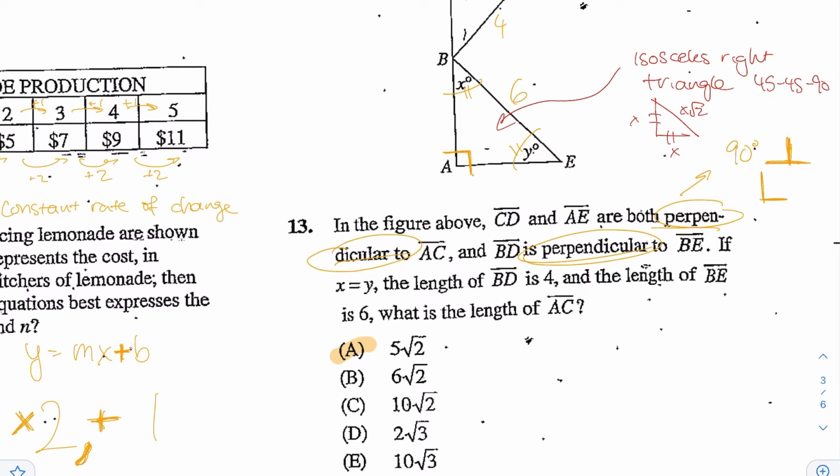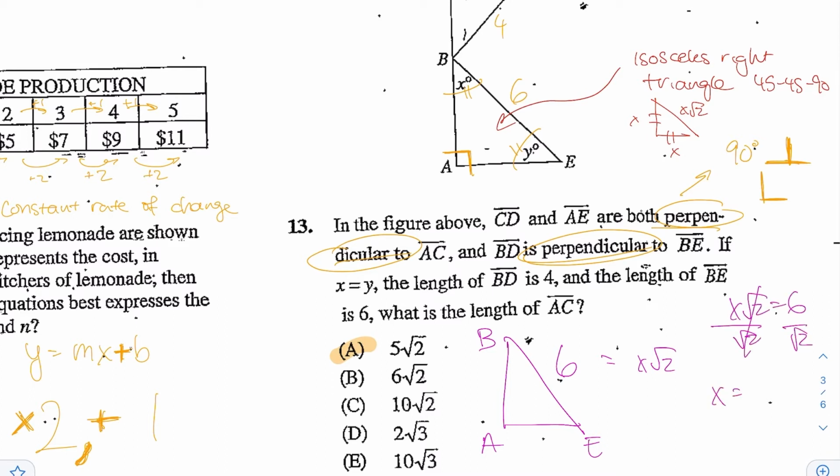So from here, you can actually use this isosceles right triangle here to solve for the missing lengths. So specifically for triangle BAE, you know that 6 corresponds to the x root 2 side. So if x root 2 is equal to 6, if you divide by root 2 on both sides, you get that x is equal to 6 over root 2.